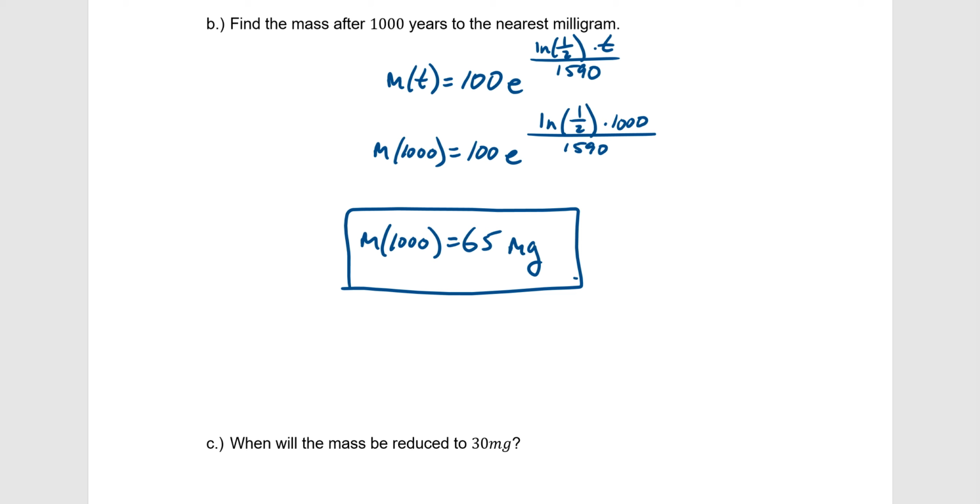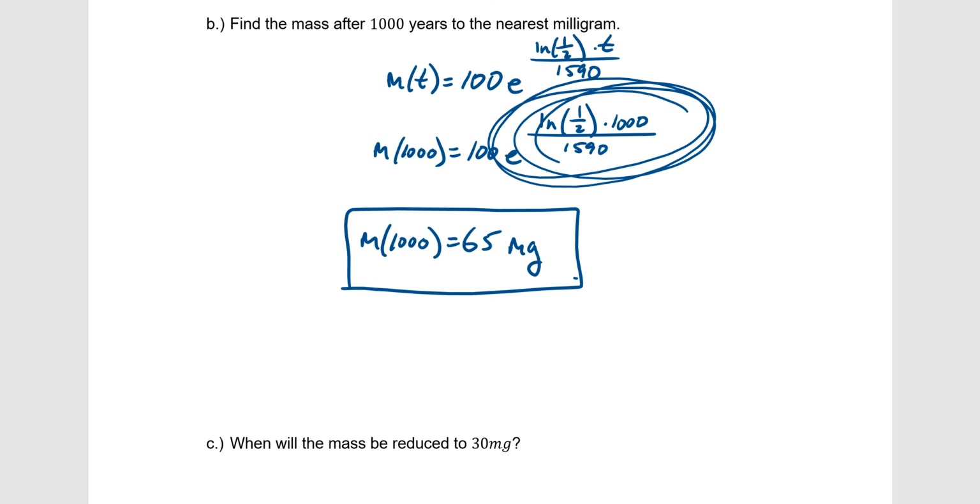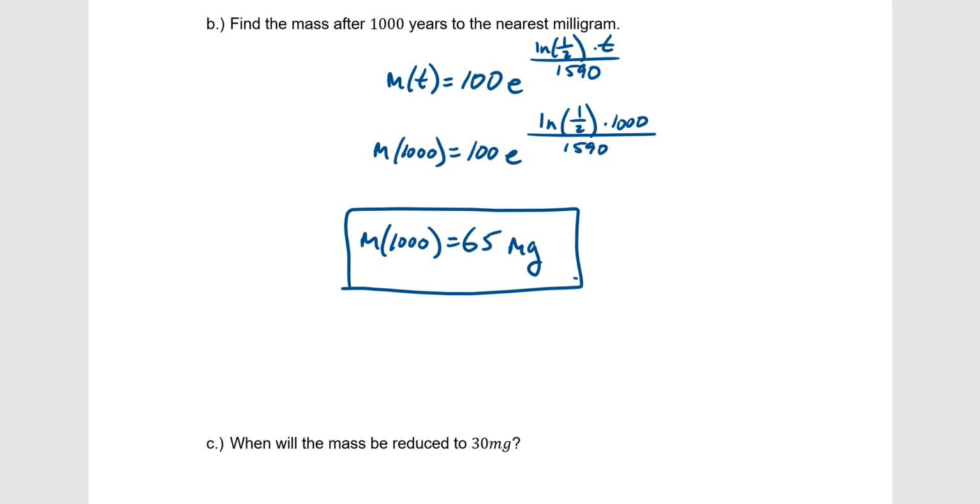So if I were you guys, I would practice just typing this into the calculator just to make sure that you can type it in correctly, because it can get a little bit confusing typing this in using order of operations correctly and making sure you're using parentheses. And also, it's good to make sure your answer makes sense. We started with 100 milligrams. This is decaying. It decayed to 65, so it seems like it makes sense.